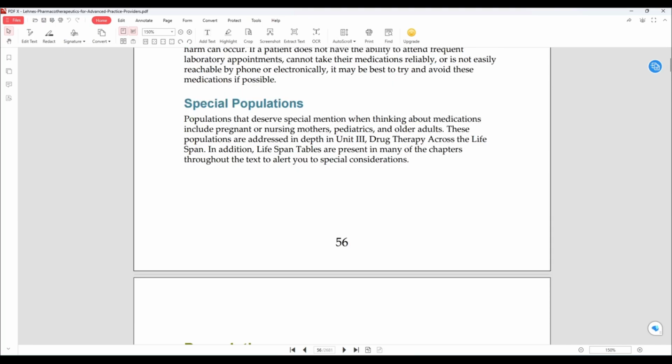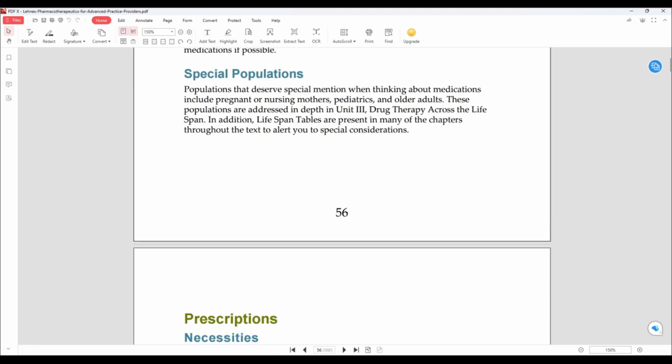Special populations. Populations that deserve special mention when thinking about medications include the pregnant or nursing mother, pediatrics, and the older adult. These populations are addressed in depth in Unit 3, Drug Therapy Across the Lifespan. In addition, lifespan tables are present in many of the chapters throughout the text to alert you to special considerations.